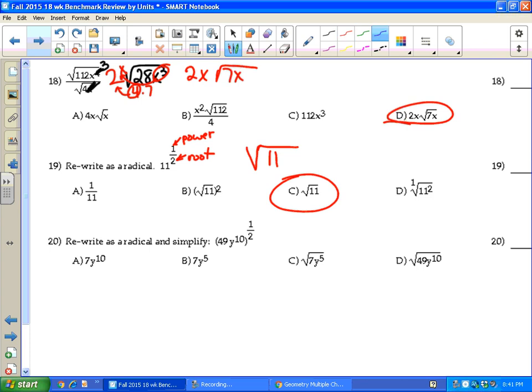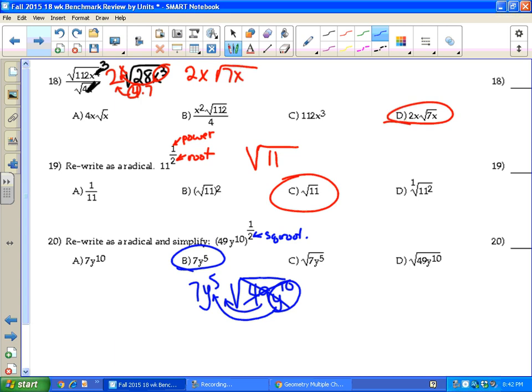All right, rewrite as a radical and simplify. Same thing again. 1/2 power is the square root, so that is my second root or my square root because the bottom is the root. Okay. So square root. Parentheses tell me everything's under the square root. And this is to the first power. So what's the square root of 49? Y to the 10th. Well, comes out as a 7. This comes out as a y to the 5th. There is no radical left after you bring everything out.